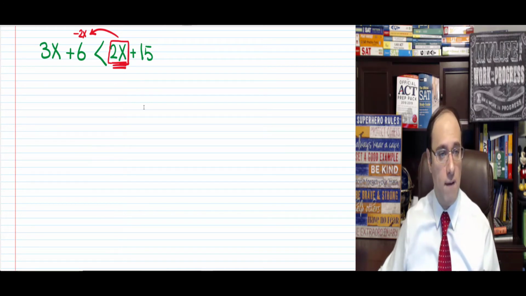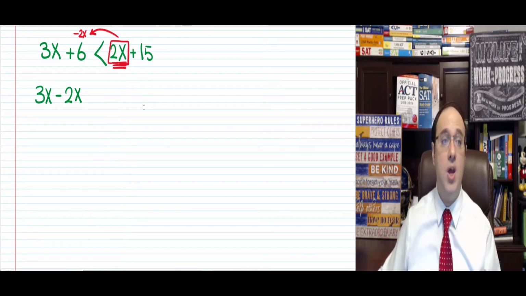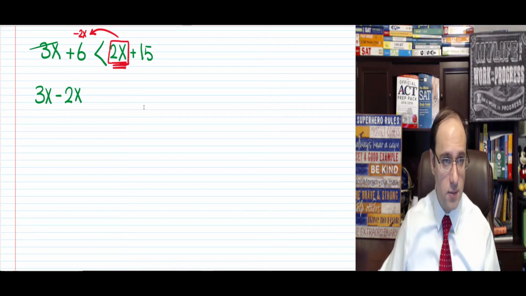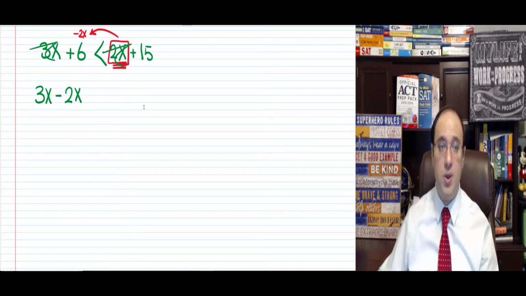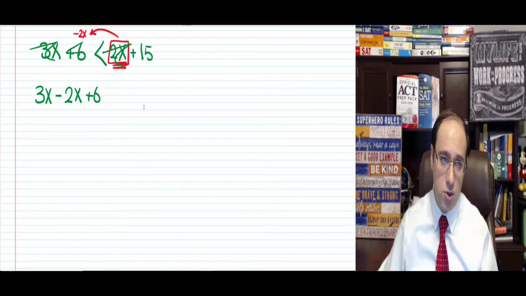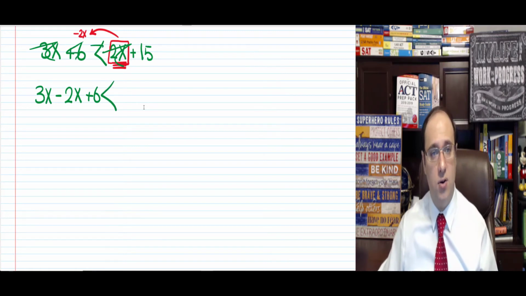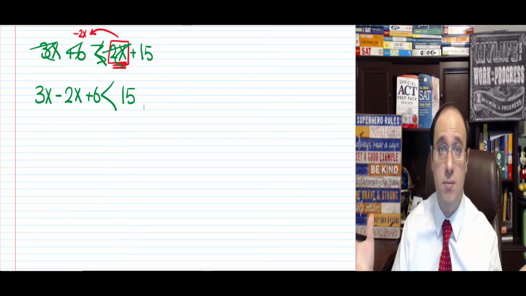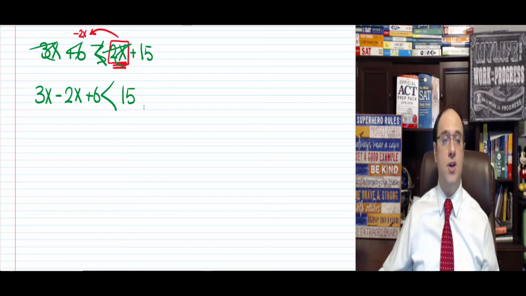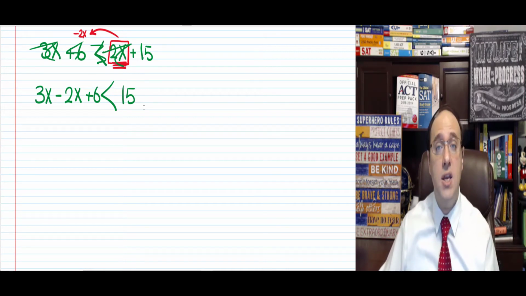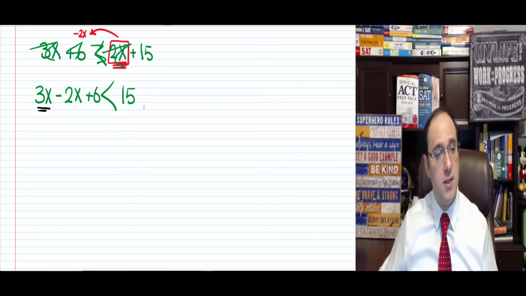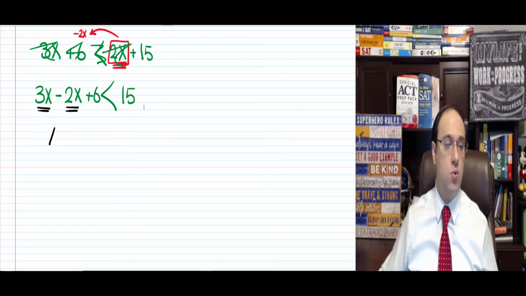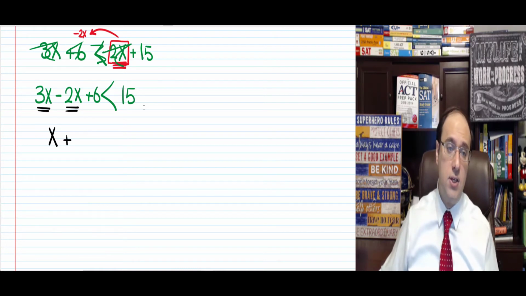Now rewrite. So we have 3x minus 2x. Okay? Now, I got rid of the 3x. I got rid of the 2x right here. I rewrote them. Plus 6. Now this is over. Put the less than sign. Over. You're left with plus 15, which just means 15. Positive 15. Okay? Good. Now it's looking better. Combine like terms, please. We have 3x minus 2x, which equals x. Plus 6 is less than 15.